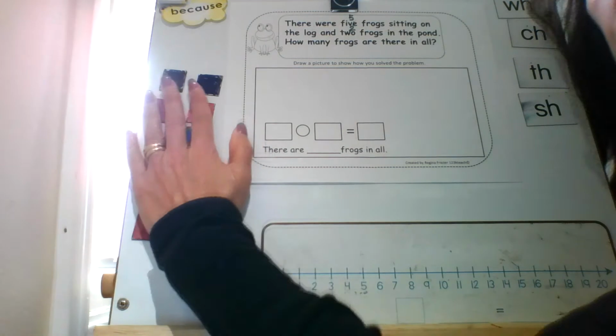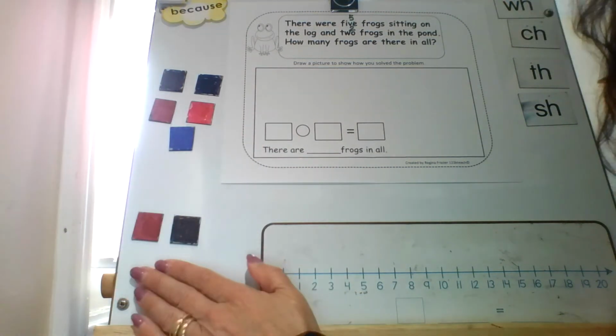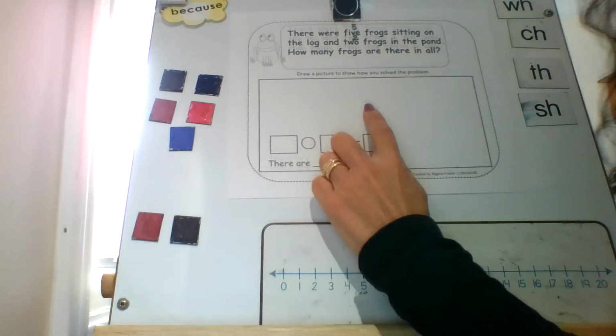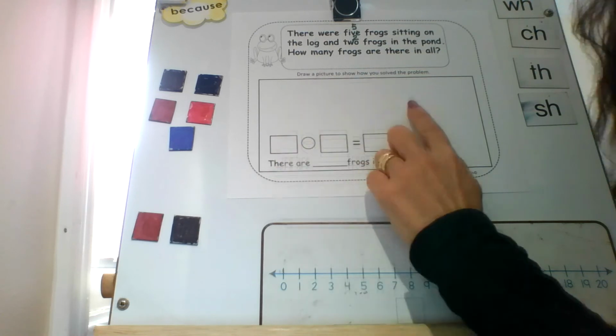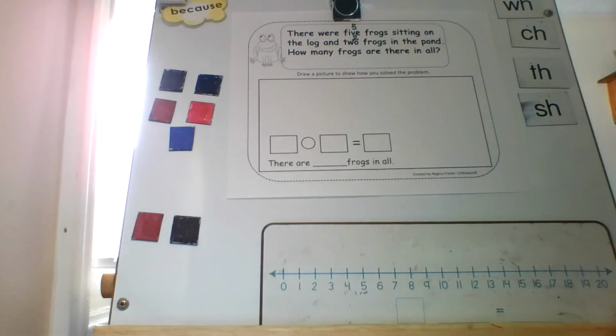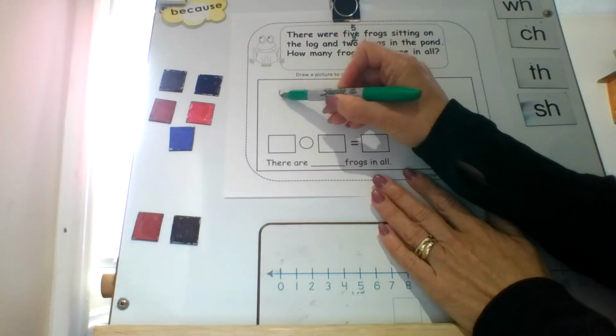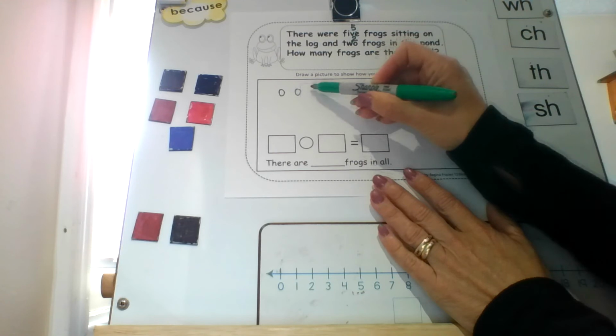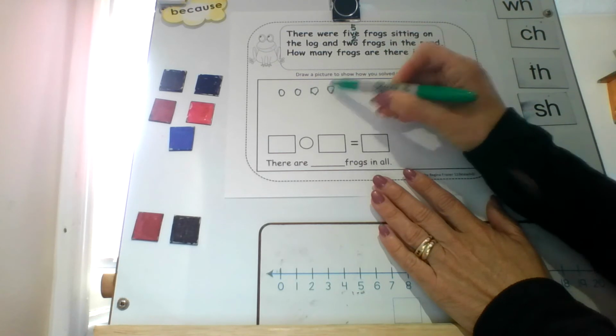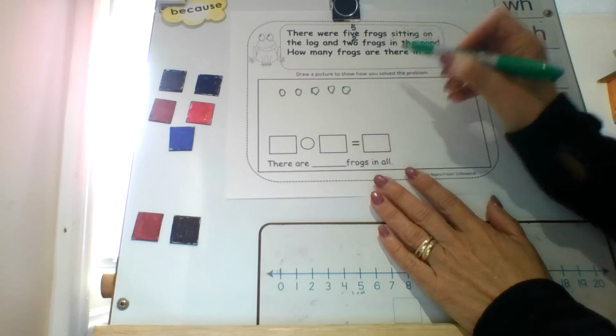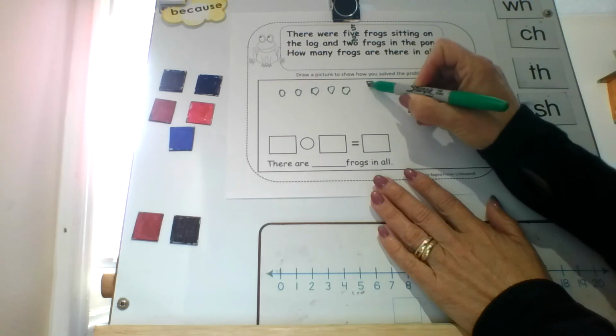Okay, there's lots of different ways to show our answers when we do story problems. First one is with manipulatives, just like we did. The next one's going to be to draw our own pictures. So let's start with our 5 frogs. Remember, we don't really draw frogs. We're just going to draw circles. 1, 2, 3, 4, 5. And remember to label it. There's 5.